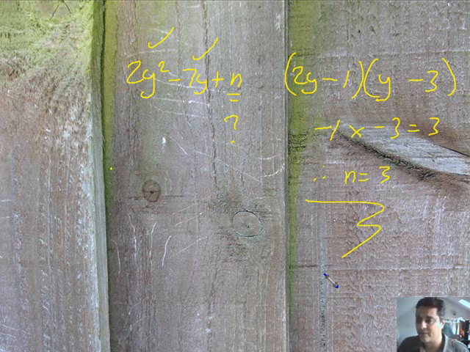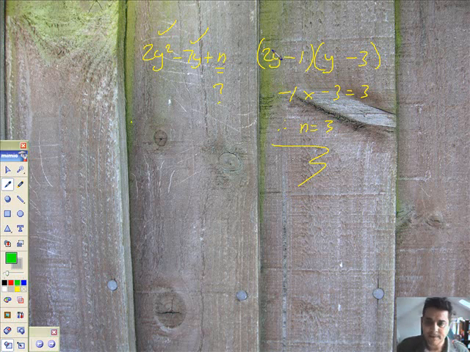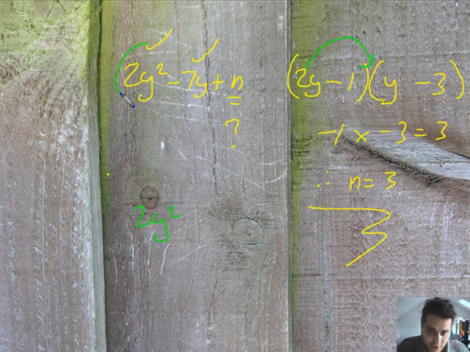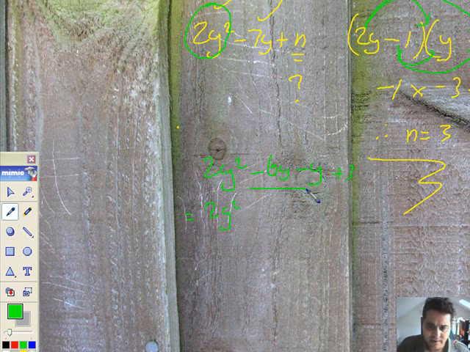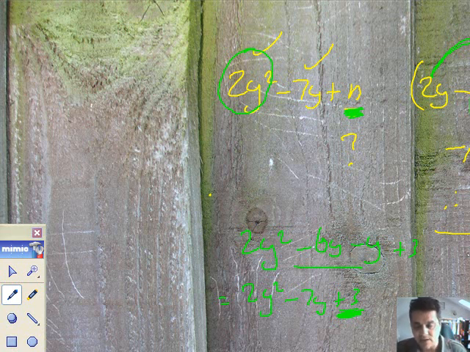Now, if you're not sure where I'm coming from, let me multiply it all out for you the long way. 2y times 2y, 2y squared. 2y times minus 3, minus 6y. Minus 1 times y, minus another y. And minus 1 times minus 3 is plus 3. Simplifying, there's your minus 7y, and there's your plus 3 at the end. Just by matching it, the 3 there matches the n in that position. Therefore, n equals 3. That looked really scary to begin with, but it's so easy.